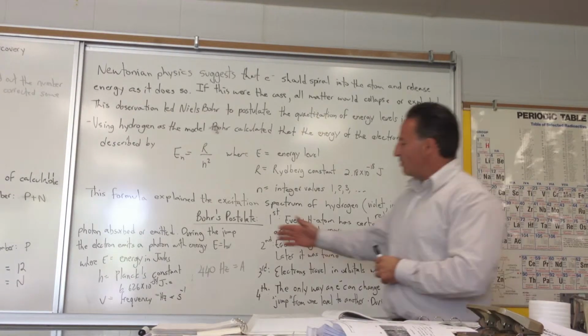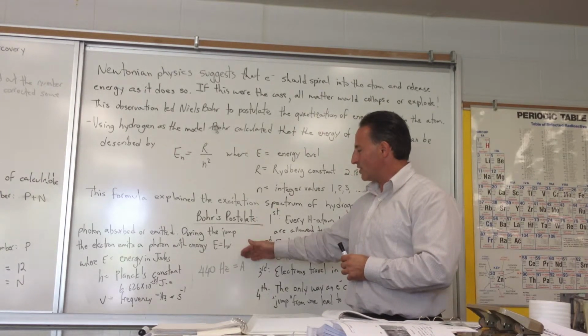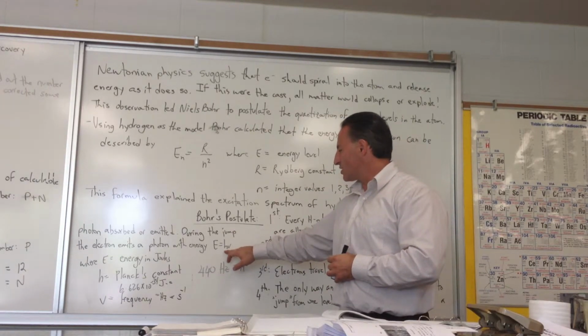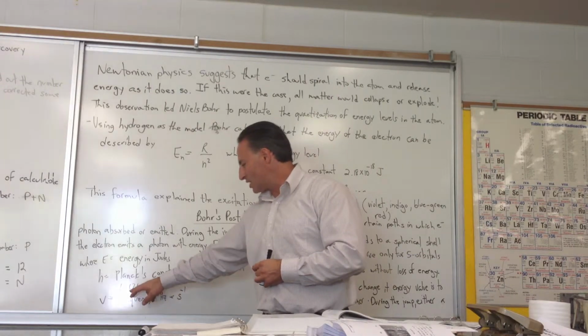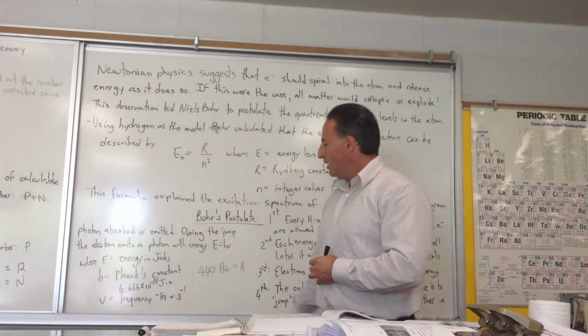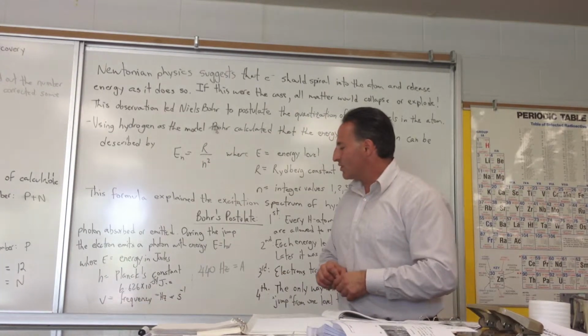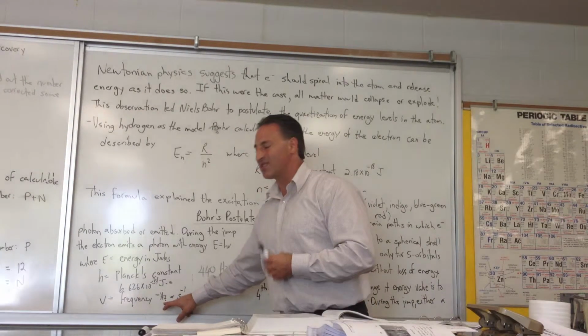So they found that the energy emitted by an electron jumping from one energy level to the next is predicted by E equals h nu, where h is Planck's constant, 6.626 times 10 to the minus 34 joules times second. Nu, which looks like a v, is the frequency of the light emitted in hertz. And if you're not familiar with hertz, hertz just means cycles per second.